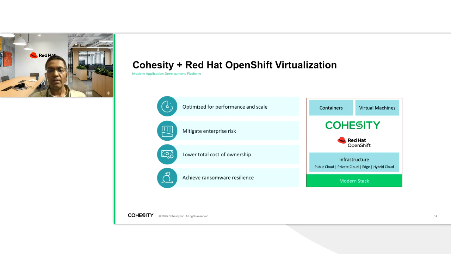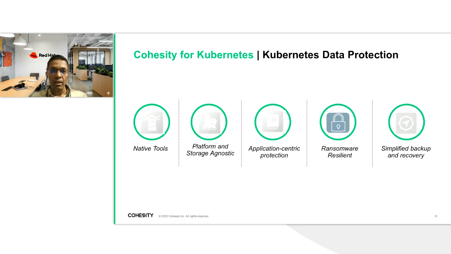In terms of what the stack looks like, OpenShift obviously caters to container and VM use cases. Cohesity and OpenShift can coexist in that environment, and you can choose to deploy and protect your resources across private cloud, public cloud, hybrid cloud, all kinds of deployment scenarios. Both OpenShift and Cohesity are built on a modern stack, which brings the latest and greatest technological capabilities to the fore.